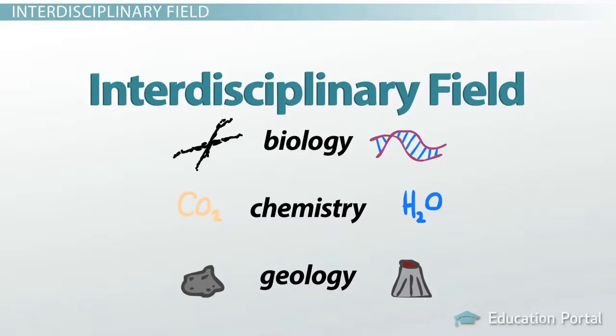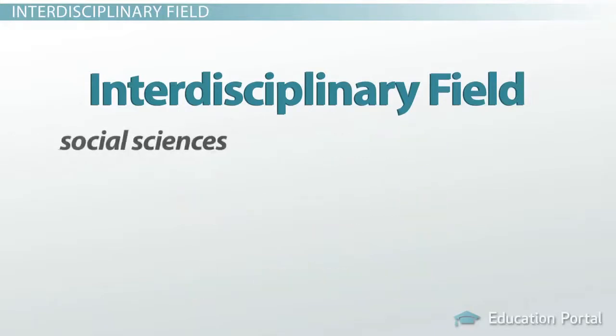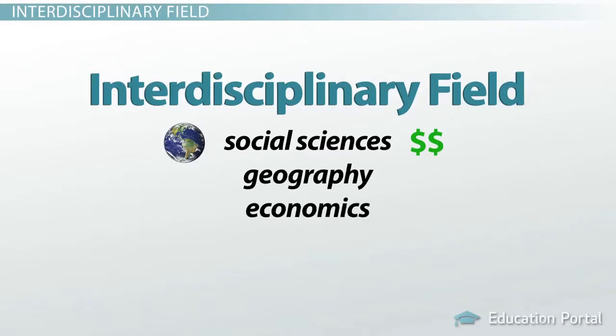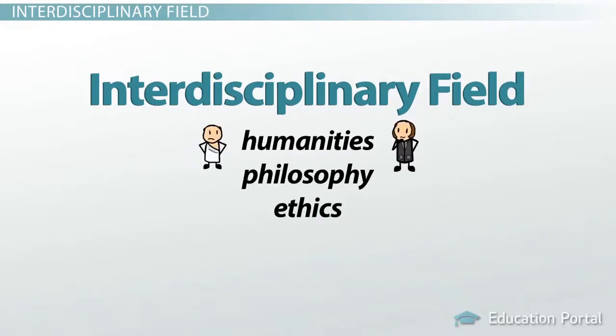But what makes environmental science such a complex and broad field is that it also includes fields from the social sciences and the humanities. The social science fields that are incorporated into environmental science include geography, economics, and political science. Philosophy and ethics are the two fields within the humanities that are also included in environmental science.